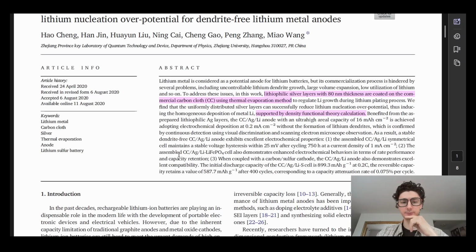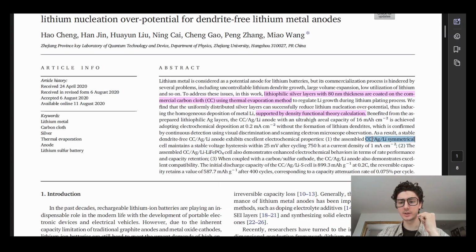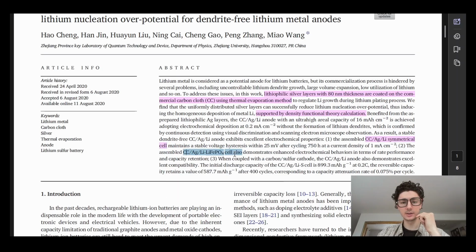2. The assembled CC/Ag/lithium-lithium iron phosphate cell. So this is a full cell, which is different from the symmetric cell that they make here. So maybe I can actually highlight that here. This is a symmetric cell, and over here, this is a full cell, which is interesting. Not all articles make these two types of things, so it's cool that this one is comparing kind of both. Not comparing, but it's actually fabricating and analyzing both of these cells, which is cool.